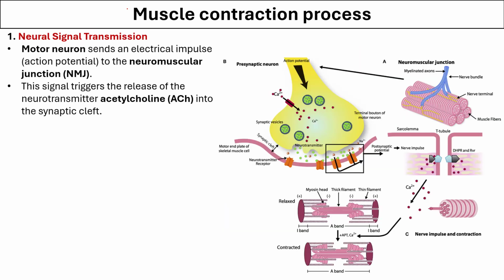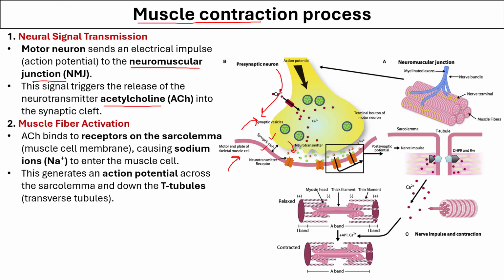Now let's understand the process of muscle contraction. The first step is the muscle receiving a signal from the brain. So the brain sends a signal to the muscle. This is a muscle and this is a neuron. The brain sends the signal to the muscle through neurons. The neurons talk to the muscle at a neuromuscular junction. At the neuromuscular junction, the neuron talks to the muscle through a chemical messenger called a neurotransmitter. Here this neurotransmitter is acetylcholine.